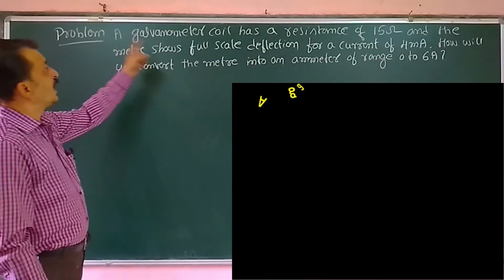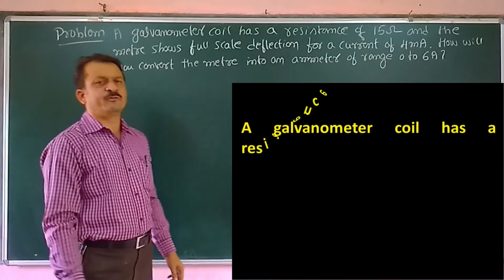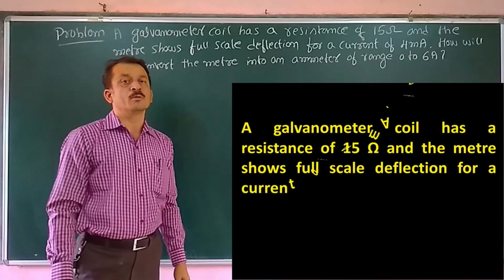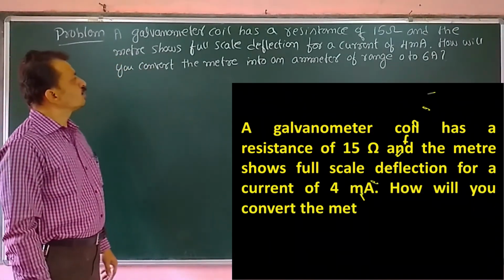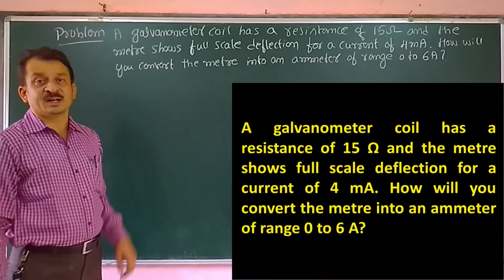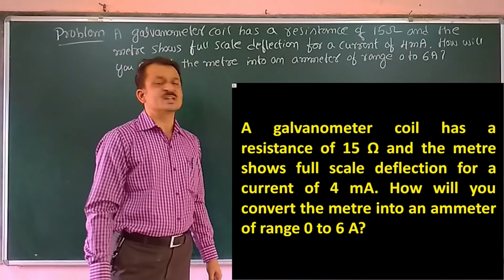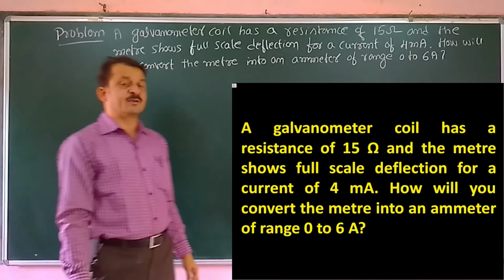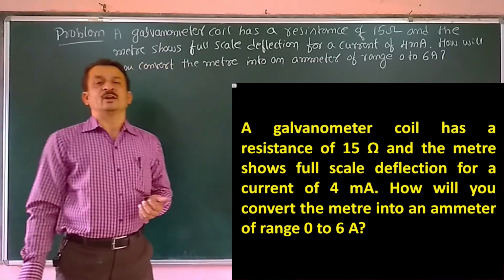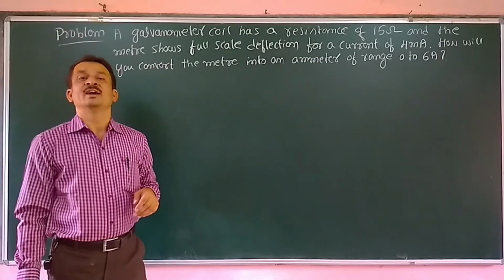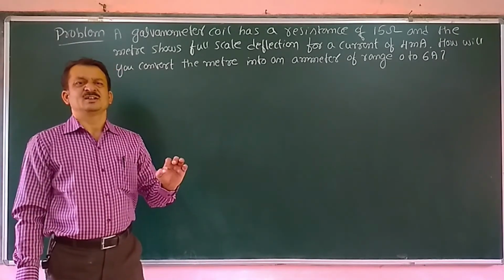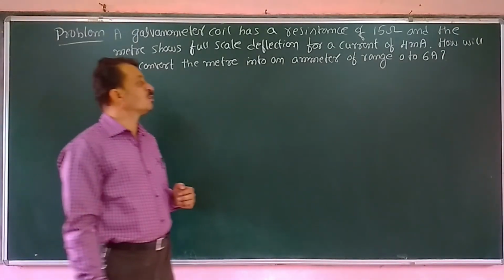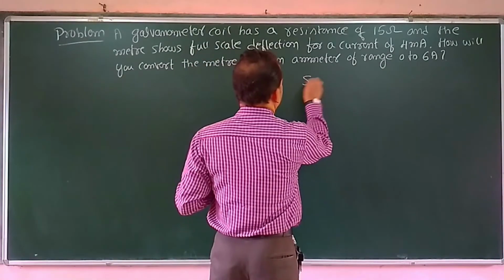Next problem. A galvanometer coil has a resistance of 15 ohm and the meter shows a full scale deflection for a current of 4 milliamps. How will you convert the meter into an ammeter of range 0 to 6 amps? Now here we are converting the galvanometer into ammeter. We are already familiar in theory that a galvanometer can be converted into ammeter by connecting a small resistor. It is called shunt resistance. It is to be connected in parallel to the galvanometer. Okay, that we have to work out.